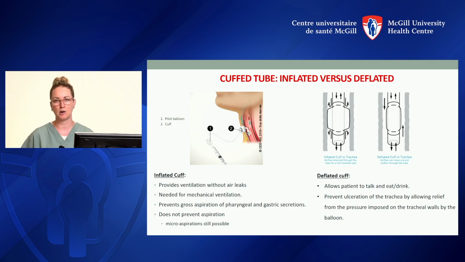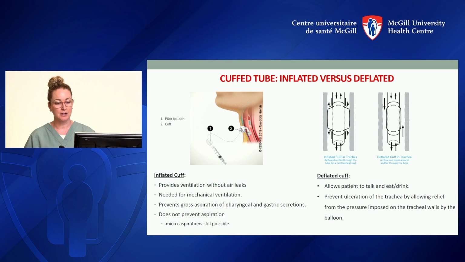However, it does not prevent all aspiration. So if your cuff is inflated and your patient vomits and they aspirate, the vomit will still sit on the cuff. So they haven't had a gross aspiration, but technically they've still aspirated that vomit because it's gone past the level of the pharynx and the larynx. And so to get that out, you can slowly deflate the cuff while suctioning the patient simultaneously. However, there will always still be a bit of aspiration that's happening. So that's with your inflated cuff.